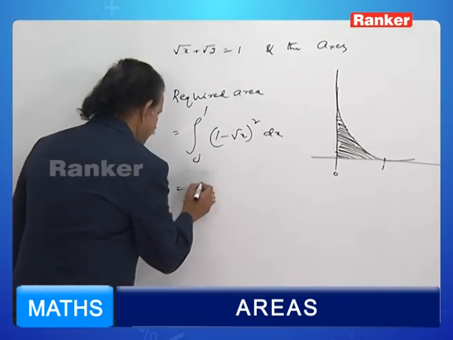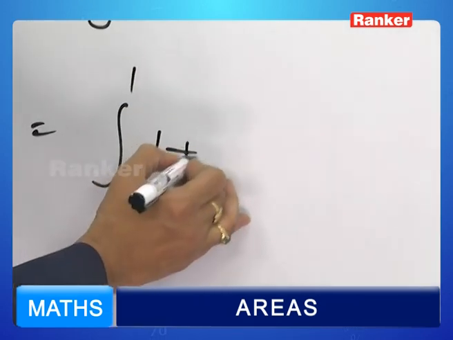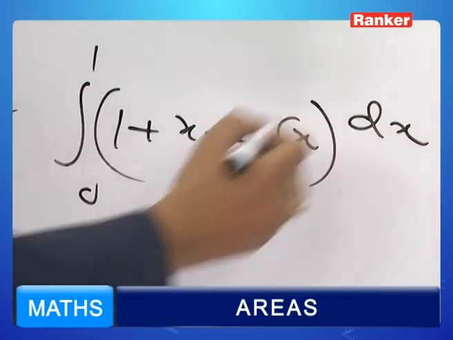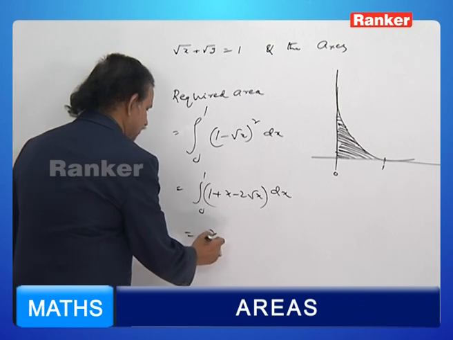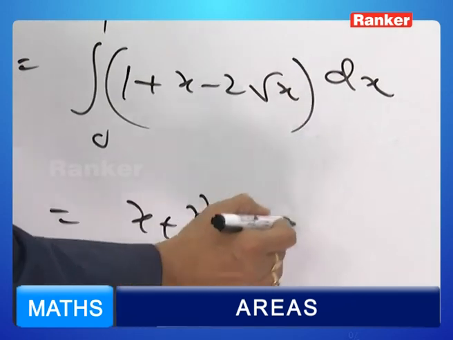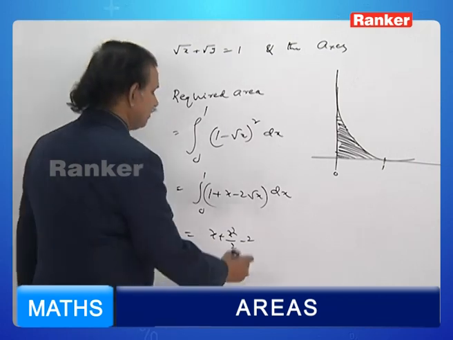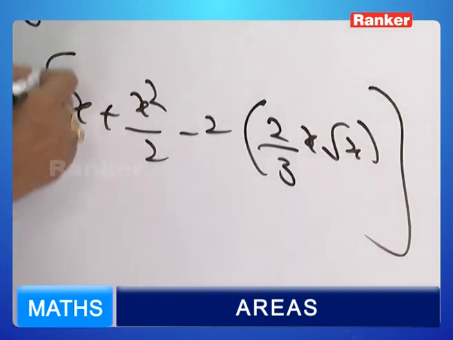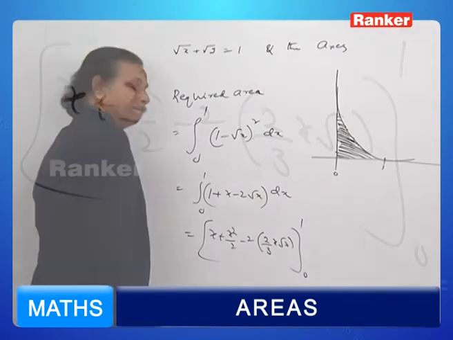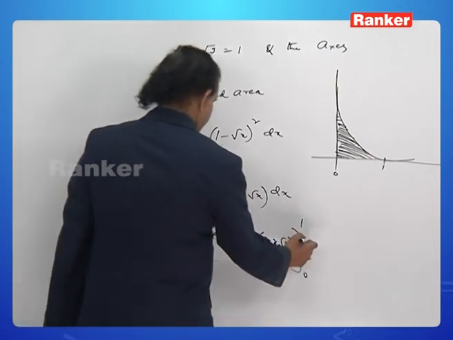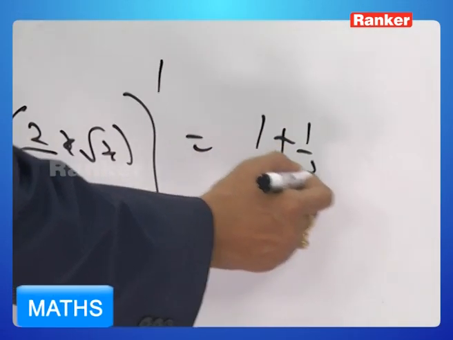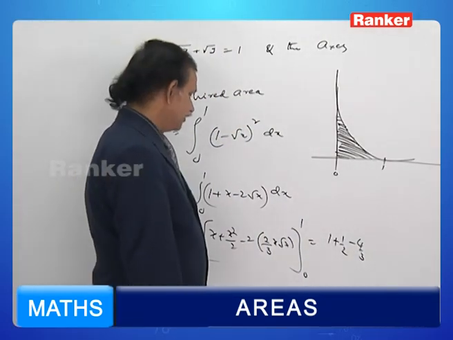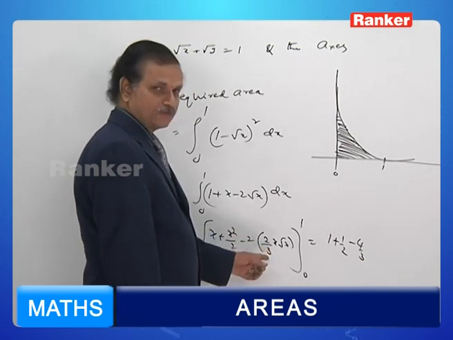Hence, it is the integral from 0 to 1 of 1 plus x minus 2 root x between the limits 0 and 1. Altogether, this is x plus x square by 2 minus 2 into... What is the integral of root x? 2 by 3 into x root x between the limits 0 and 1. Okay then, what is the answer? 1 plus 1 by 2 minus 4 by 3, isn't it? 2 into 2 by 3 is 4 by 3.